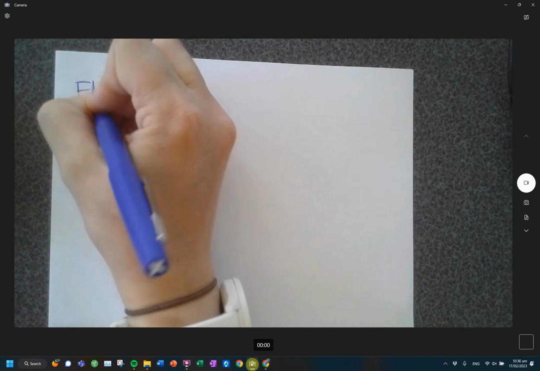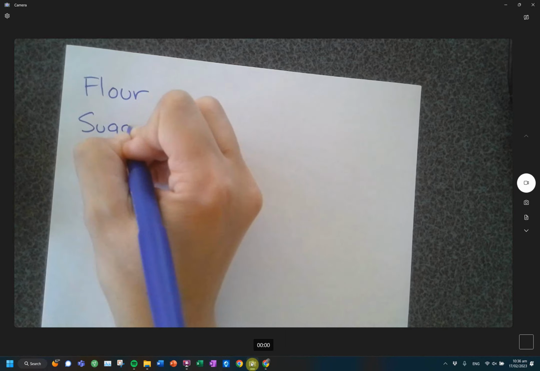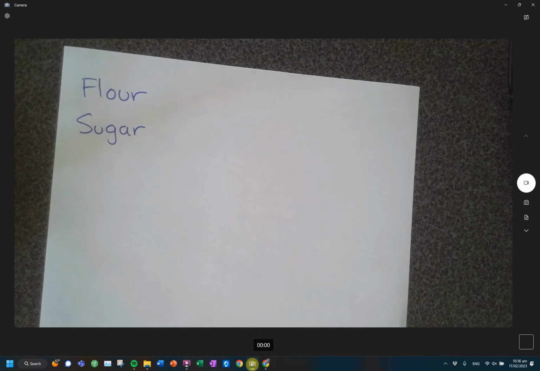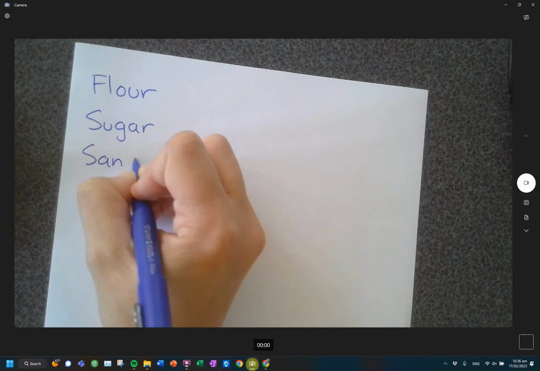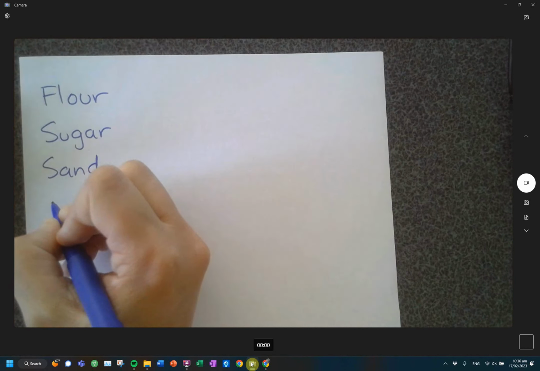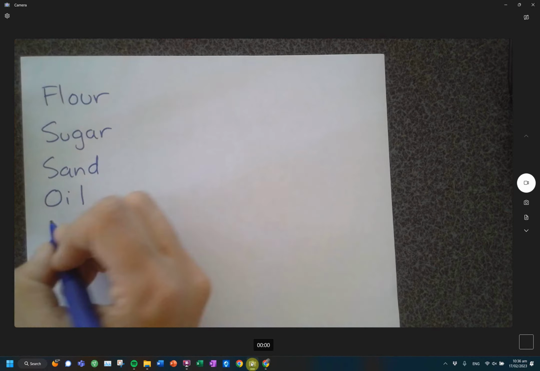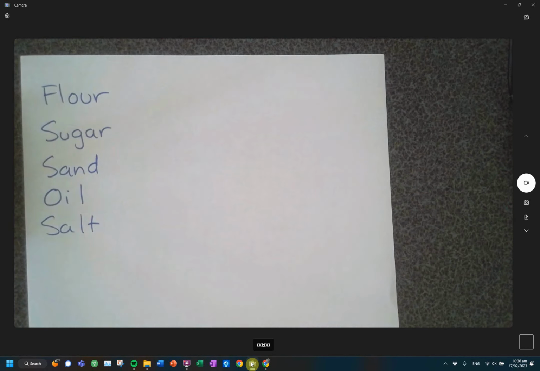All right. So our first word that I am writing down is going to be flour. The next word I'm going to be writing down is sugar. Then I'm going to write down sand. Then I'm going to write down, what's another one? Oil. And the last thing I'm going to write down is salt. Those are my 5 words.